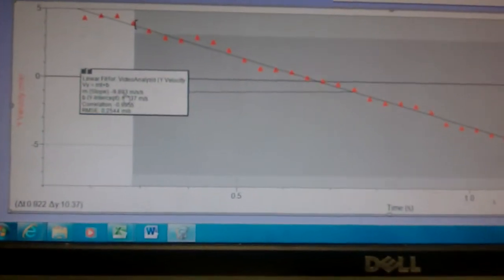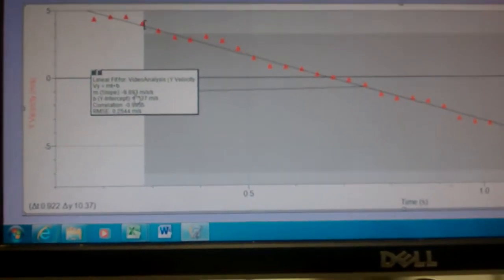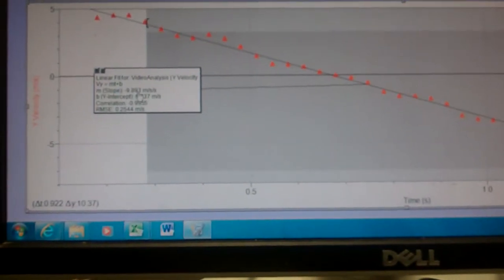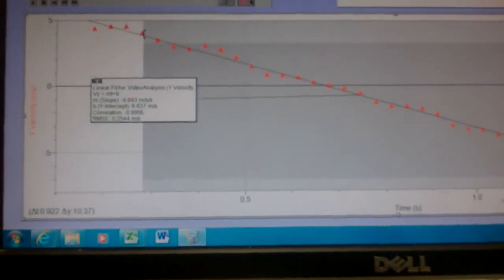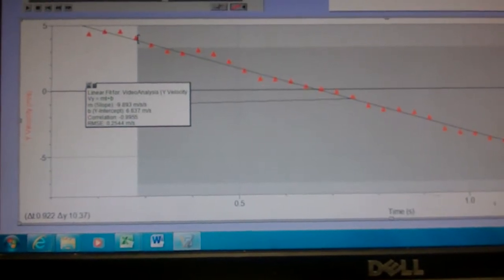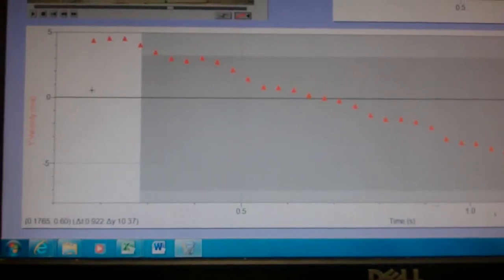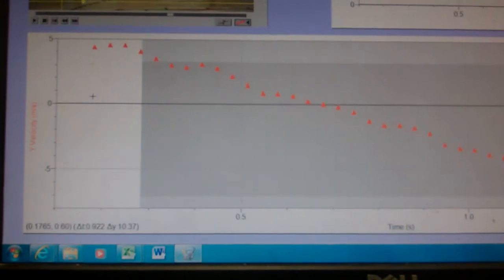Now when you fill out your form, it says to put it as absolute value, just because I don't want some people putting negative, some people putting positive, so just put 9.893 or whatever you get. Easy enough. Now the other thing it asks you for is the initial velocity in polar coordinates.